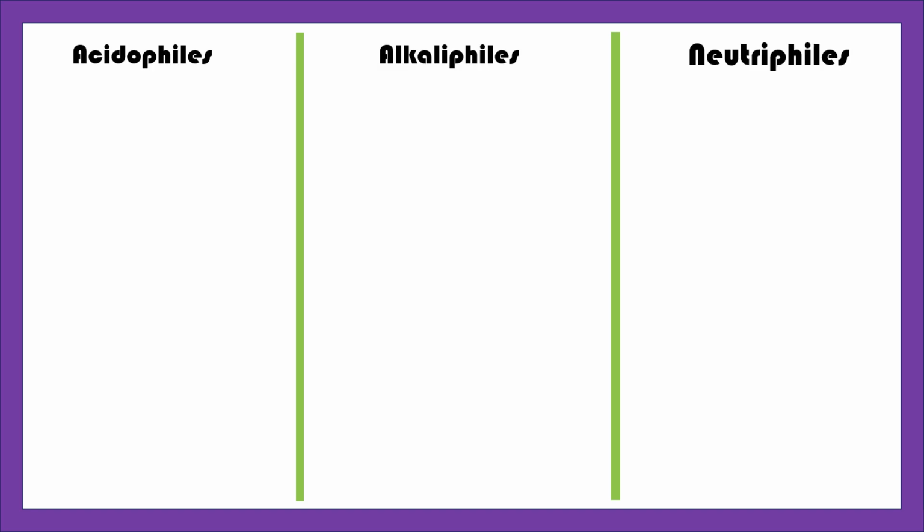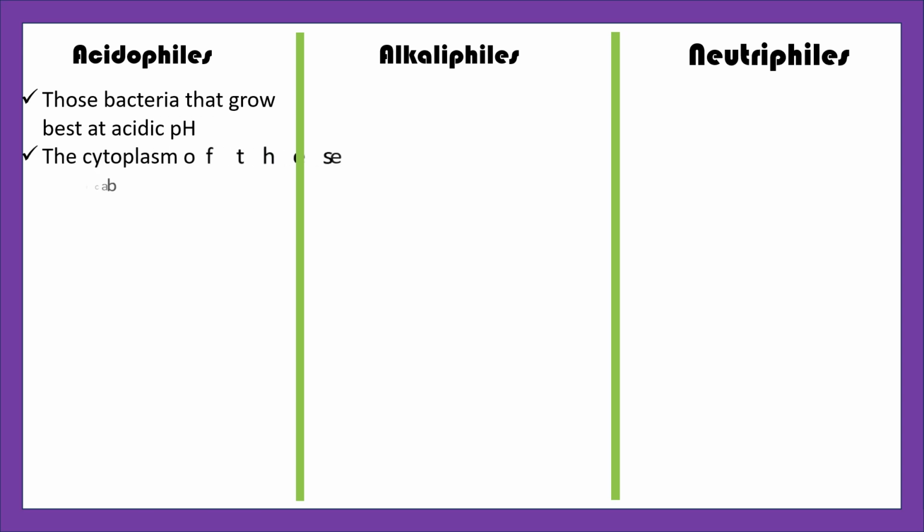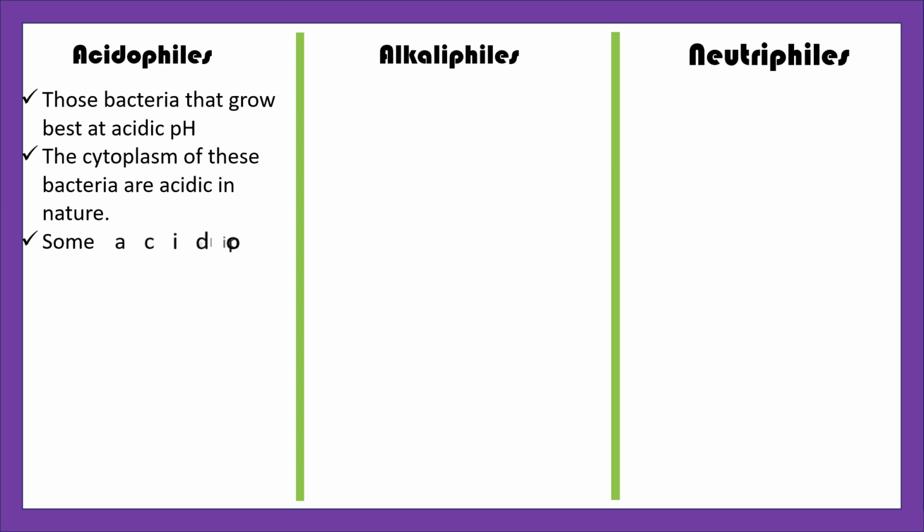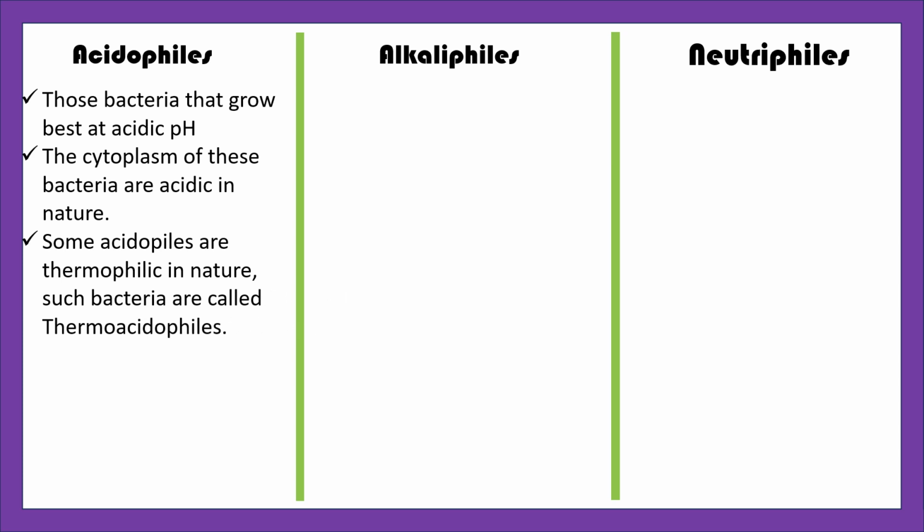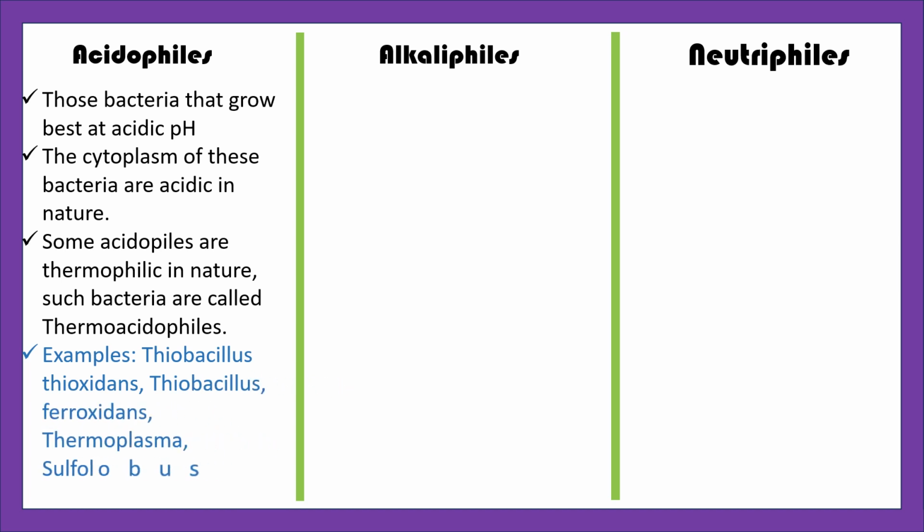First one, acidophiles are those bacteria that grow best at acid pH. The cytoplasm of these bacteria is acidic in nature, and some acidophiles are thermophilic in nature. Such bacteria are called thermoacidophiles. Examples are Thiobacillus, Thiobacillus thiooxidans, Thermoplasma and Sulfobacillus.